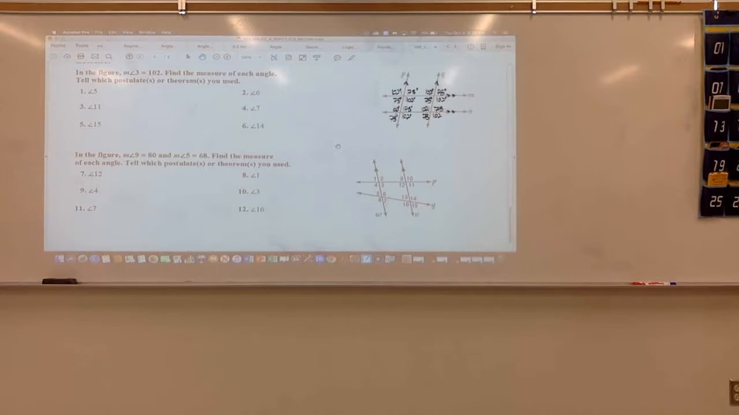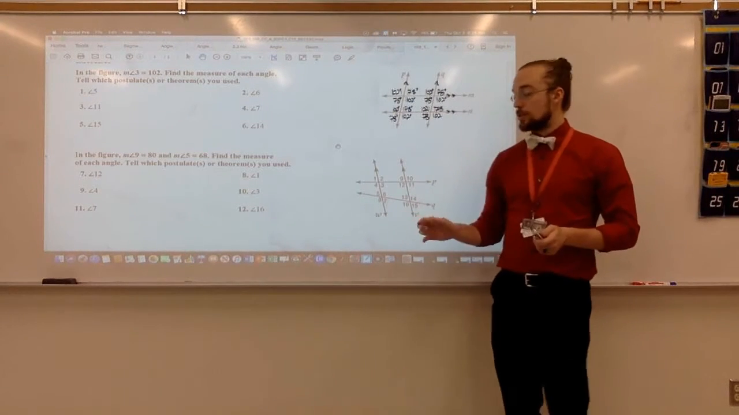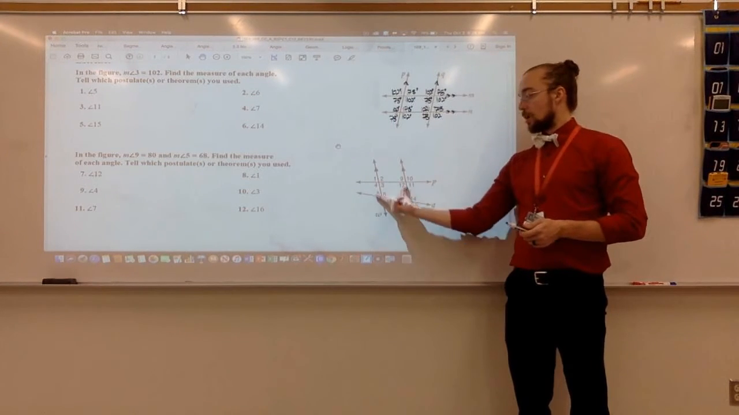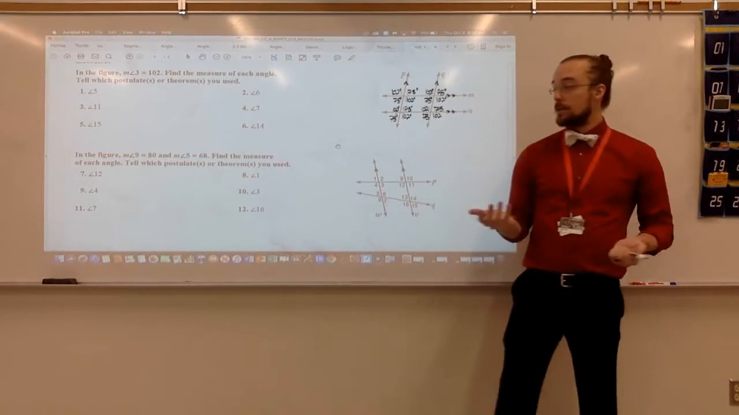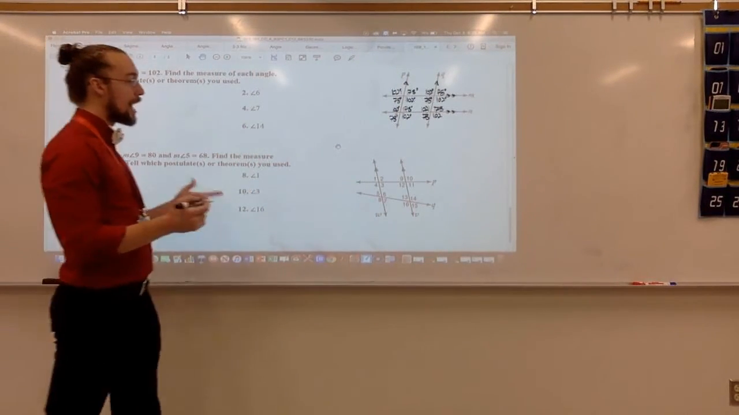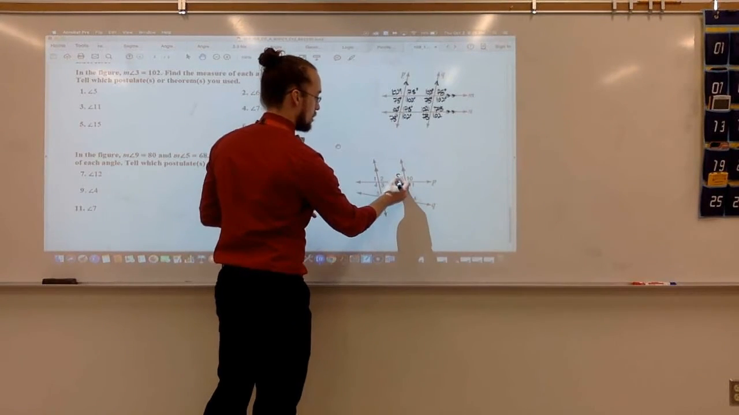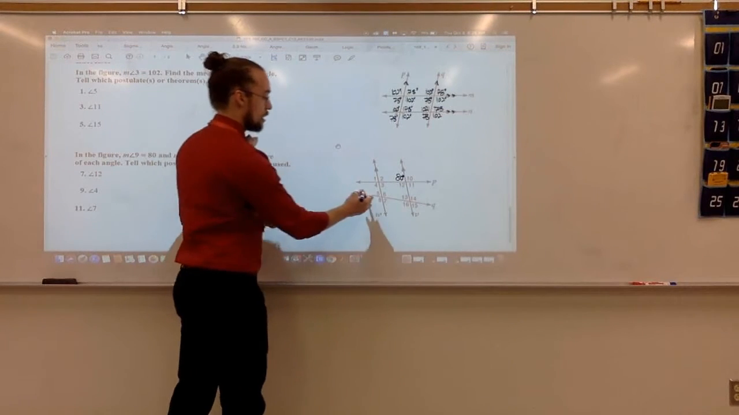I do want to look real quick at this last one, because in this last one, we just have 1 pair of parallel lines. Lines P and Q here are not parallel. So we're given 2 pieces of information. I'm told the measure of angle 9 is 80, and the measure of angle 5 is 68.